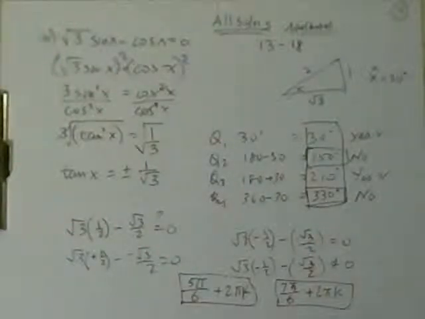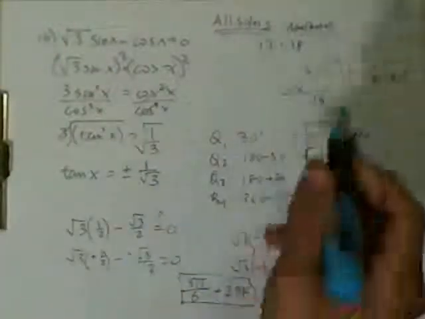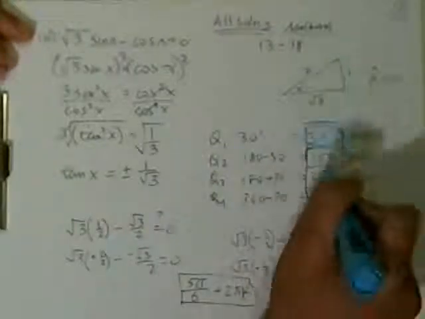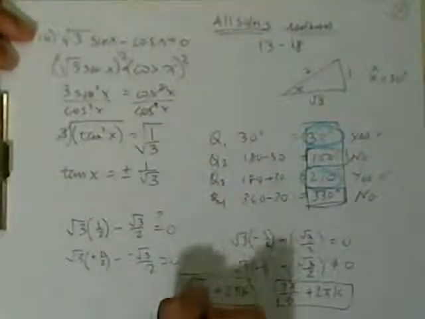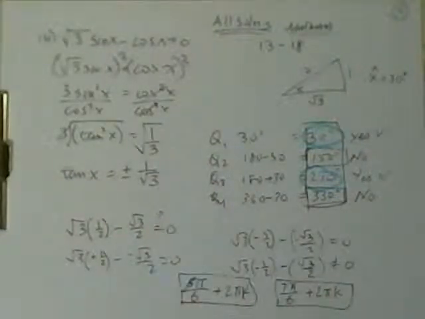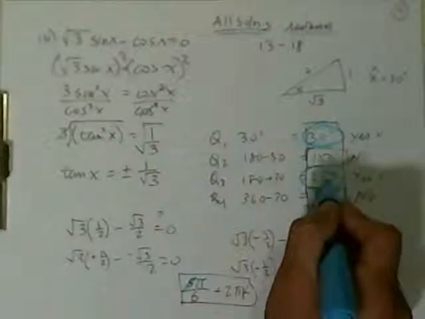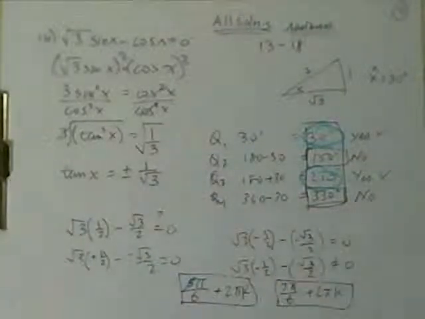Circle the wrong ones here. Should have been this one and this one, right? So it's going to be pi over 6 plus 2 pi k. And this is the correct one, 7 pi over 6 plus 2 pi k.